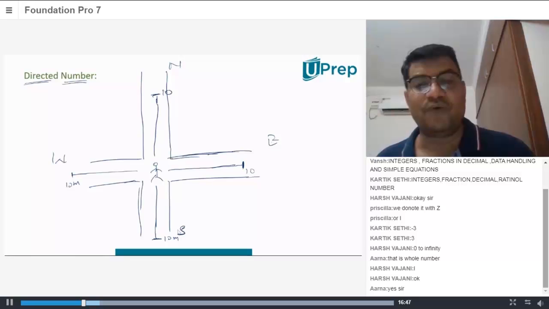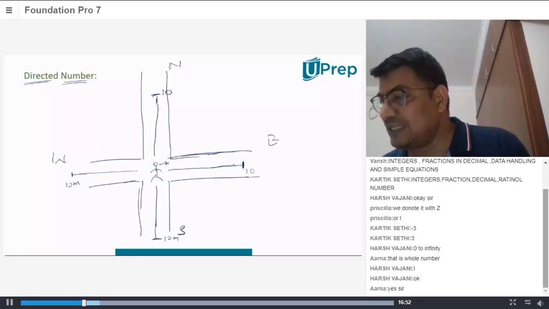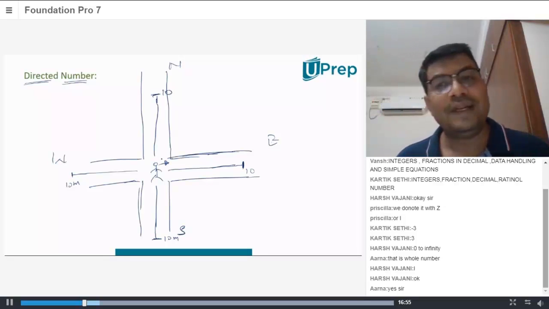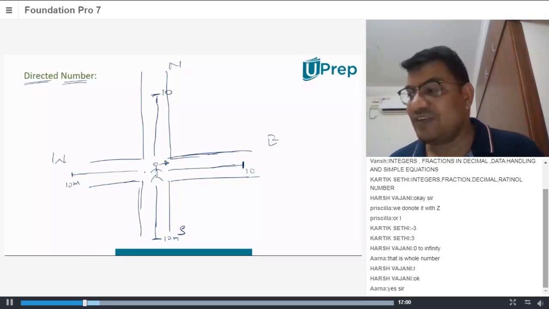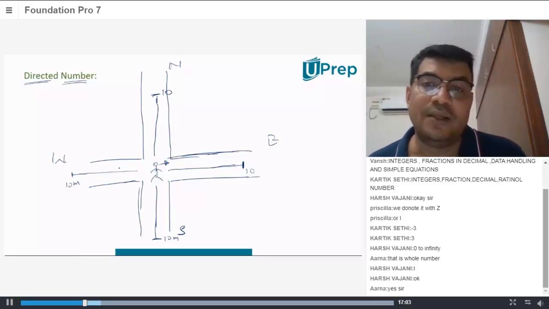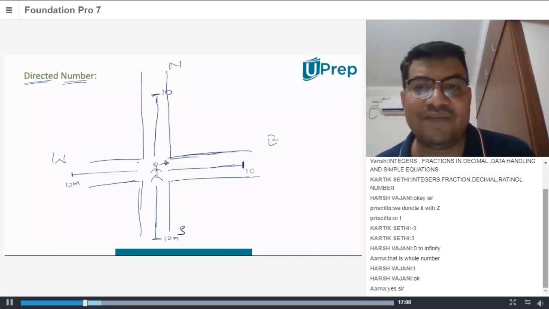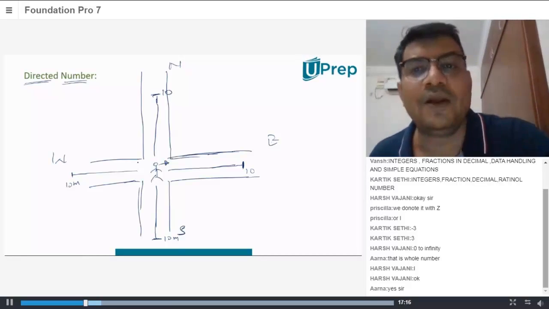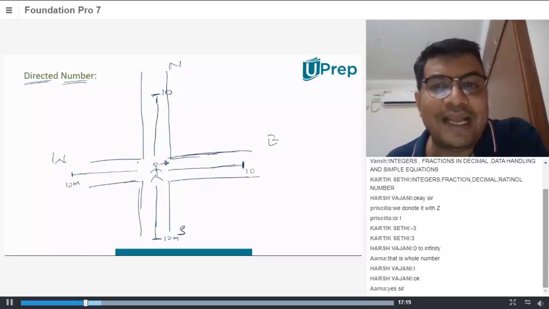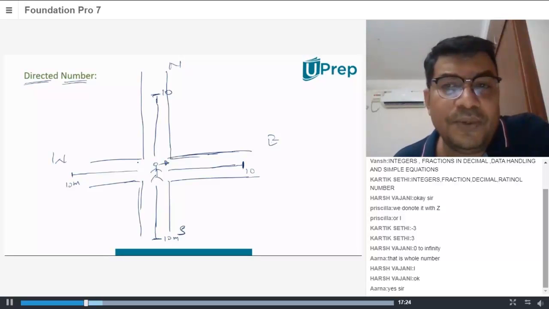So if someone tells you 10 meters forward, let's assume you're facing this side of the road. Your face is this side. And someone tells you, go 10 meters forward. So you can quickly go 10 meters forward, right? And if someone tells you go 10 meters backward, what do you mean by 10 meters backward? You're facing in this direction. Which direction will you go? Towards the west. Very good. You will go 10 meters towards the west. If someone tells you go 10 meters towards left, what will you do?